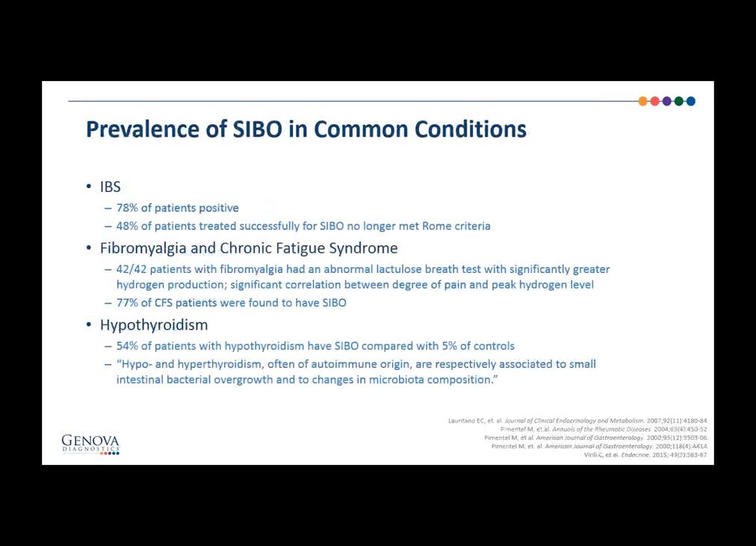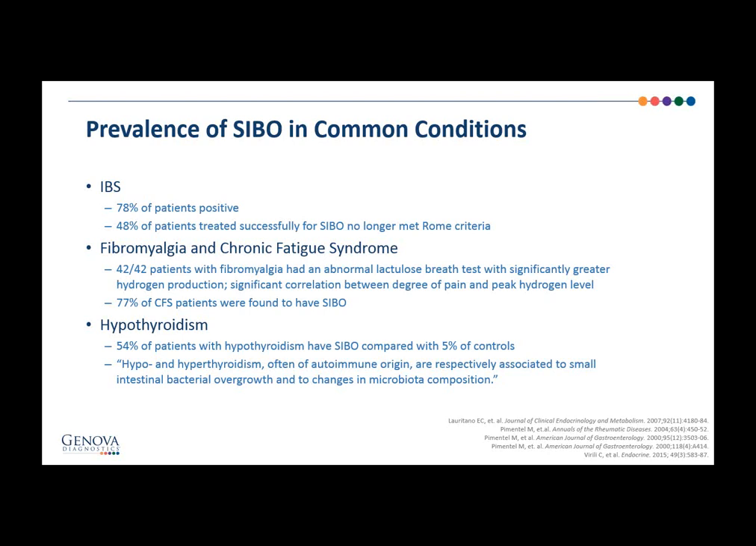Some common conditions, IBS for example: one paper stated that 78% of patients with IBS were actually positive for SIBO, and that 48% of patients that were successfully treated for SIBO no longer met the Rome criteria for the diagnosis of irritable bowel syndrome.